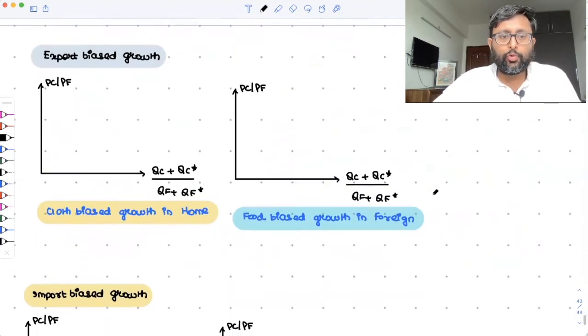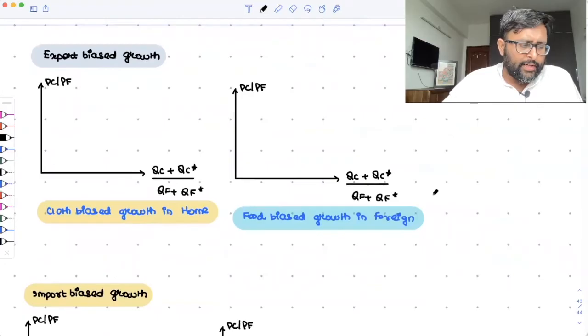They can also be exposed to export bias growth. Now, what do you mean by export bias growth? Export bias growth is that economic growth is going to increase the production of the commodity which the country is going to export. So in home country, export bias growth is that growth which is going to increase the cloth production. In foreign country, export bias growth would be that which is going to increase the food production, right?